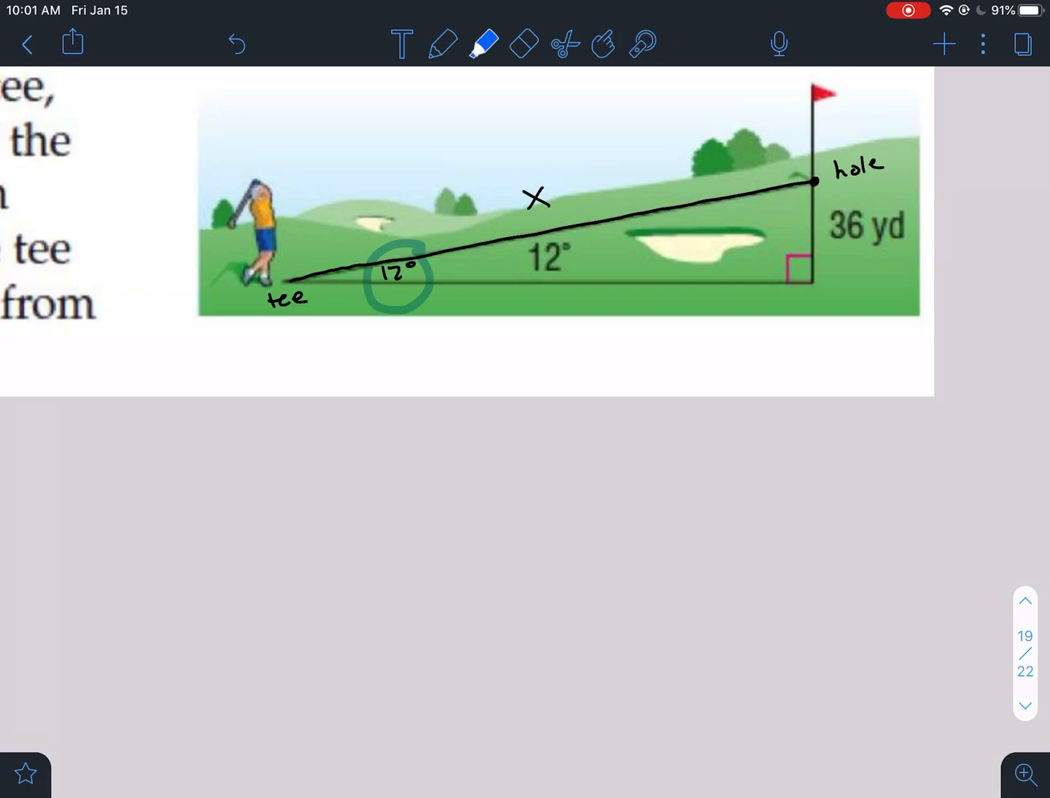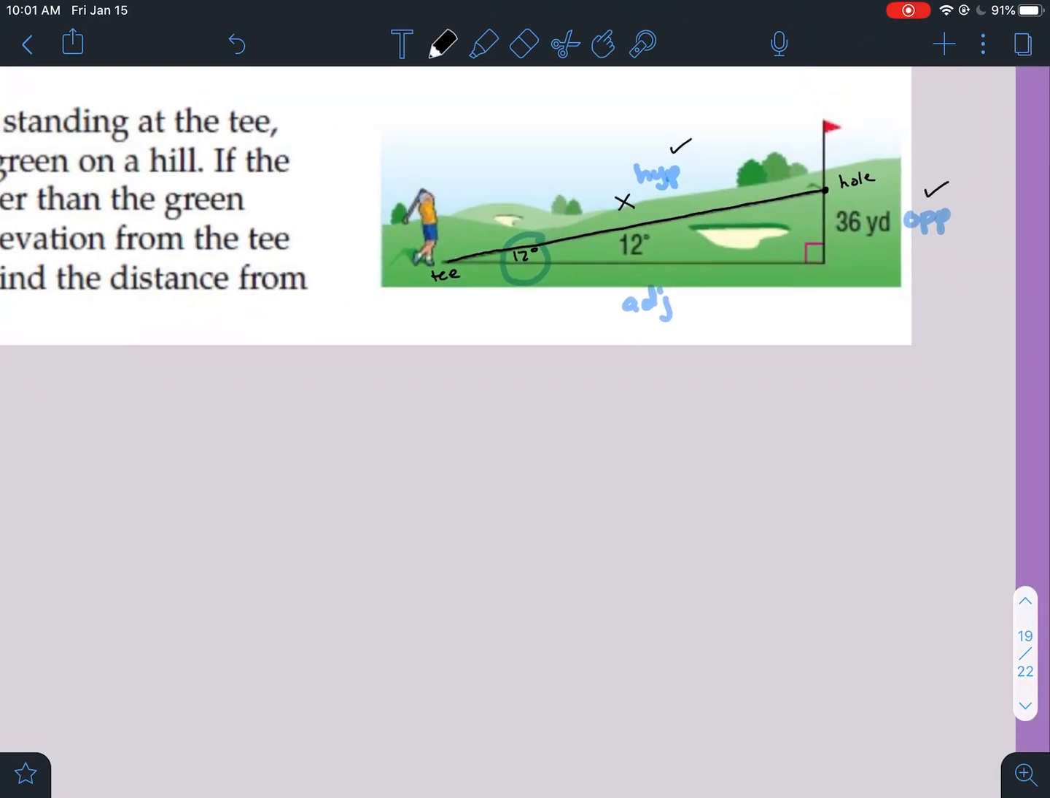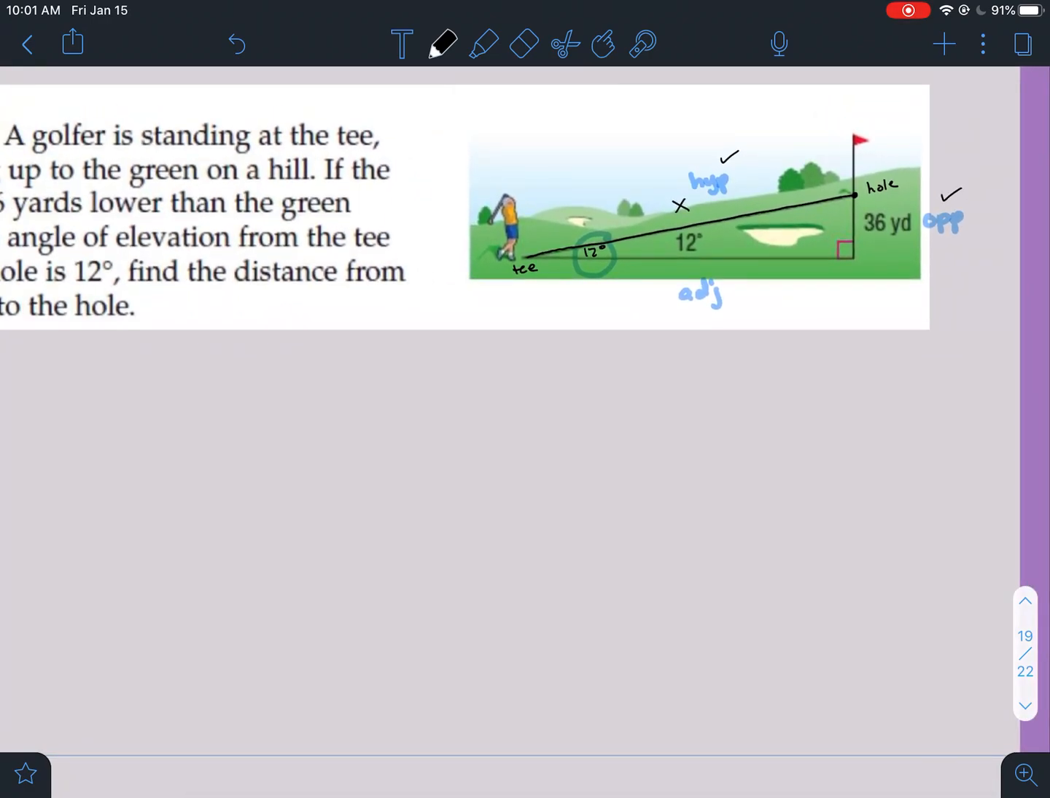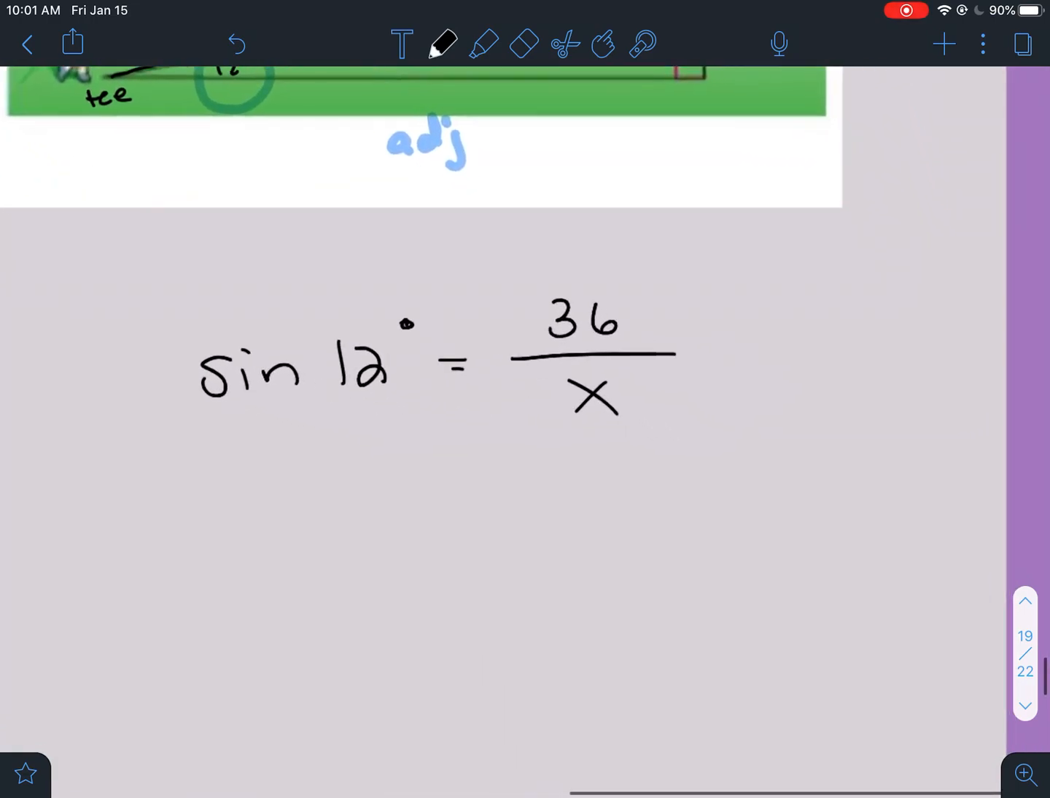So circle your angle, label your sides. So this would be opposite. Across from the 90 is the hypotenuse, and then this side's the adjacent. So we know the opposite side. We're trying to find the hypotenuse. Which trig ratio goes with opposite and hypotenuse? That would be sine. So the sine of angle 12 equals the opposite side divided by the hypotenuse. So sine 12 equals 36 over x.